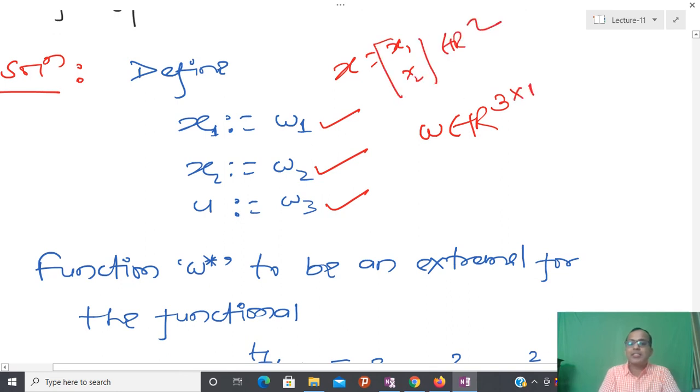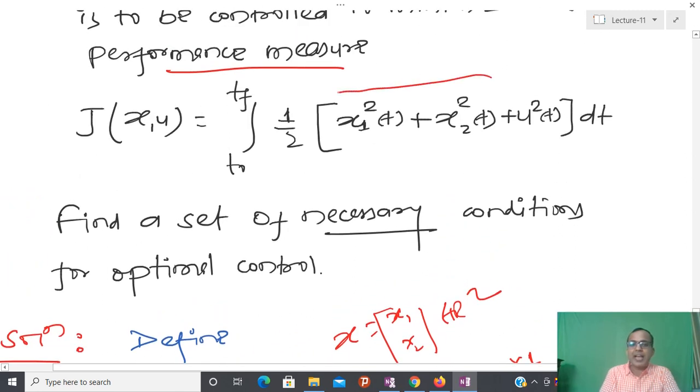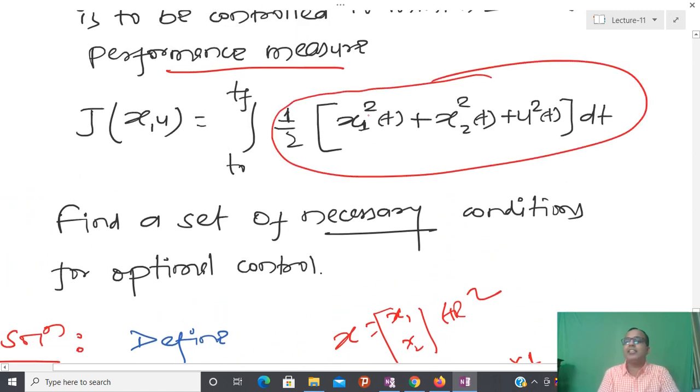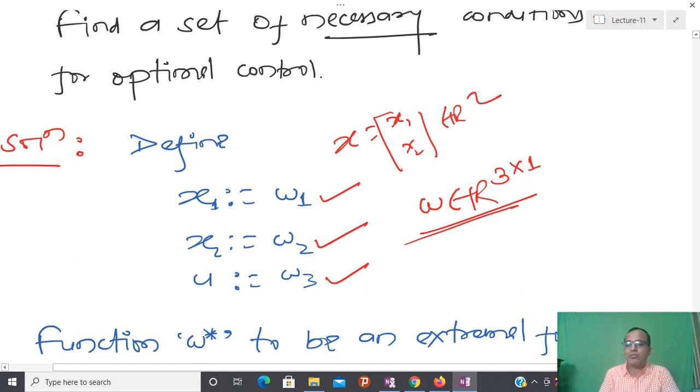Now since I have only one control input, whenever we are defining the functions, based on that I have defined the functional. You can see that this is my functional, and this functional contains three different variables: x1, x2 and u. So basically this functional contains n plus m number of functions. And how to define n plus m? N is coming due to these two states, and u is only one dimension, for that reason 2 plus 1 equals 3.